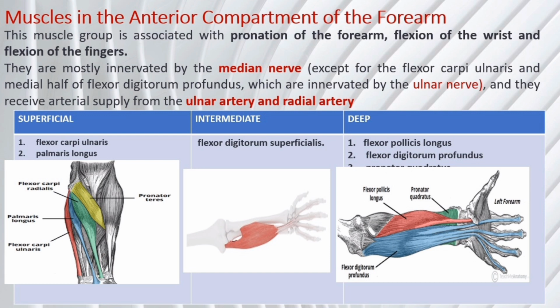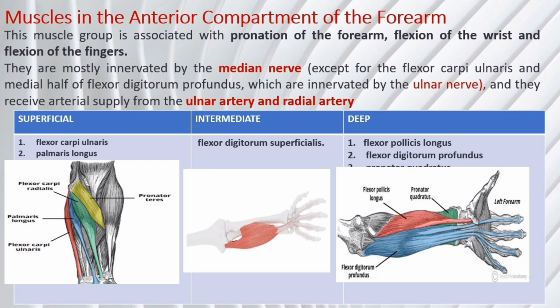Deep compartment. There are 3 muscles in the deep anterior forearm: flexor digitorum profundus, flexor pollicis longus, and pronator quadratus. Flexor digitorum profundus. Attachments: originates from the ulna and associated interosseous membrane. At the wrist, it splits into 4 tendons, that pass through the carpal tunnel and attach to the distal phalanges of the 4 fingers. Actions: it is the only muscle that can flex the distal interphalangeal joints of the fingers. It also flexes at metacarpophalangeal joints and at the wrist.